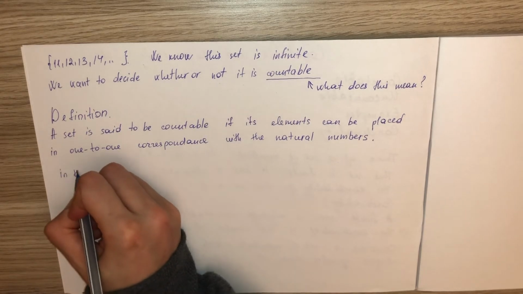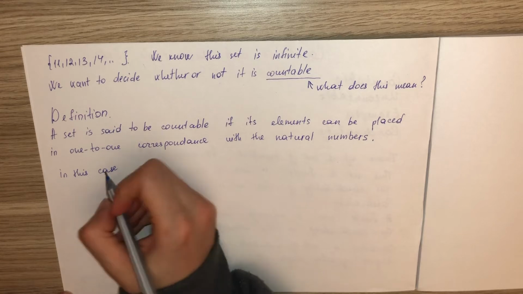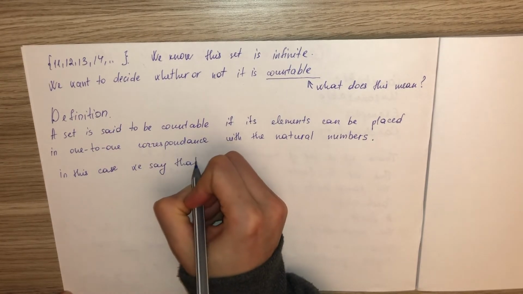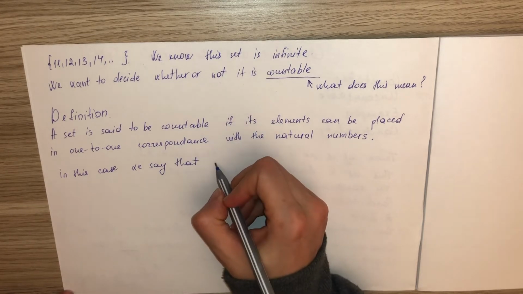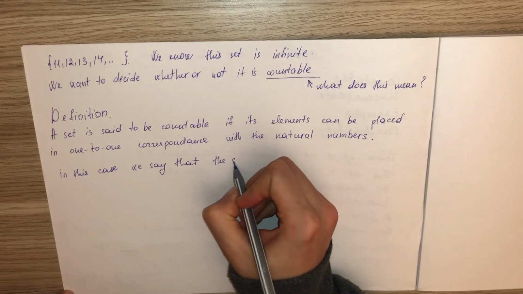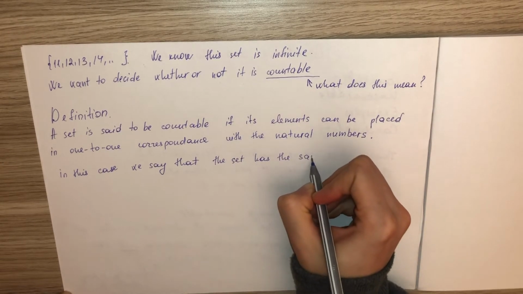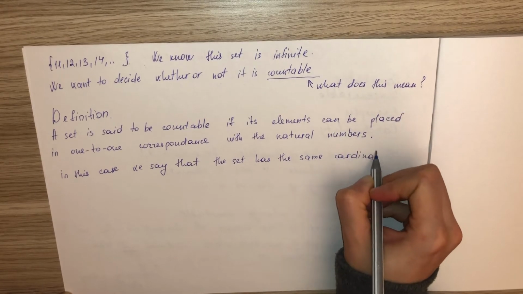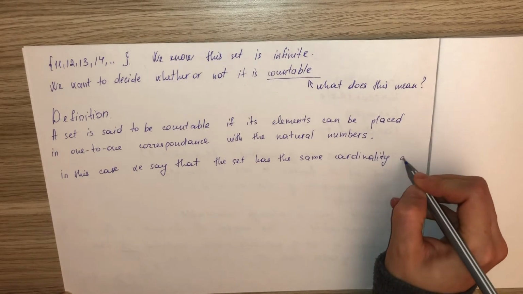In this case, we say that the set has the same cardinality as the natural numbers.